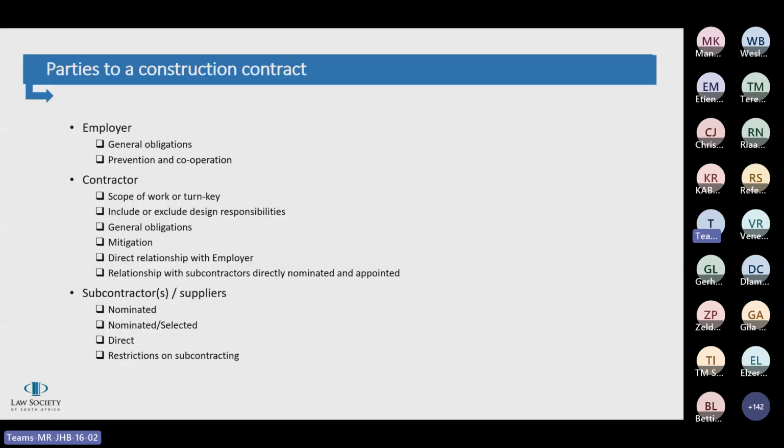I'm going to move on to parties. The parties that you would generally find involved in construction contracts. Well, first of all, the employer.